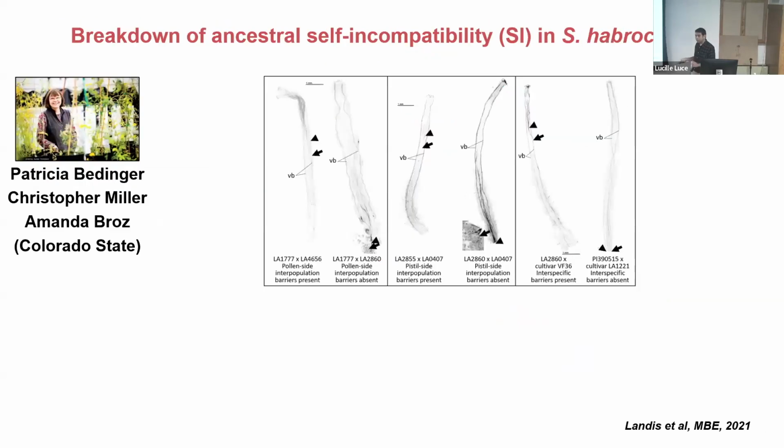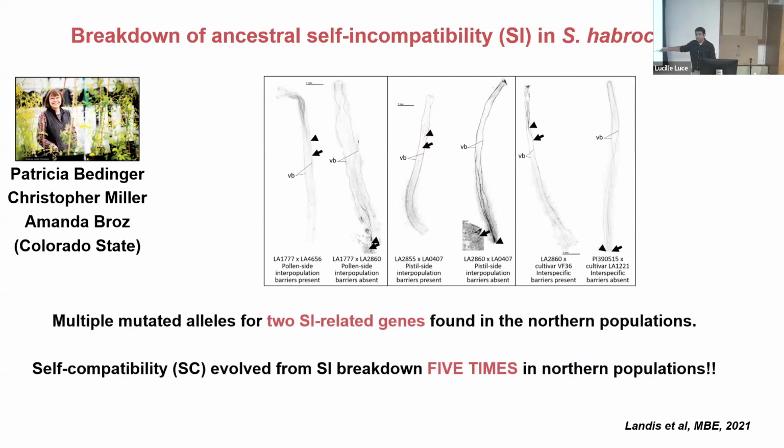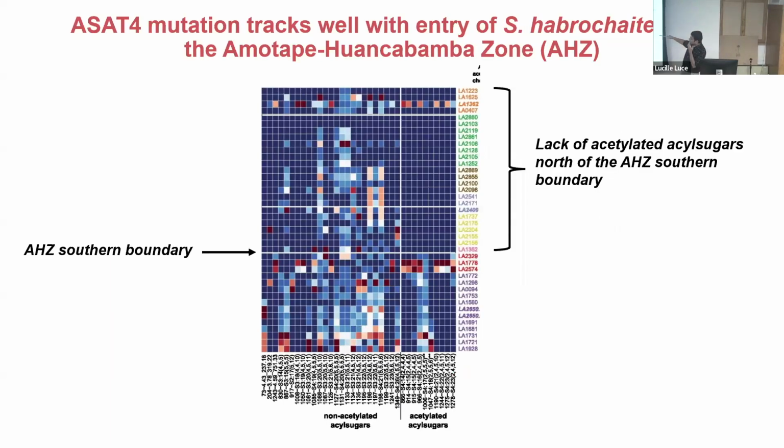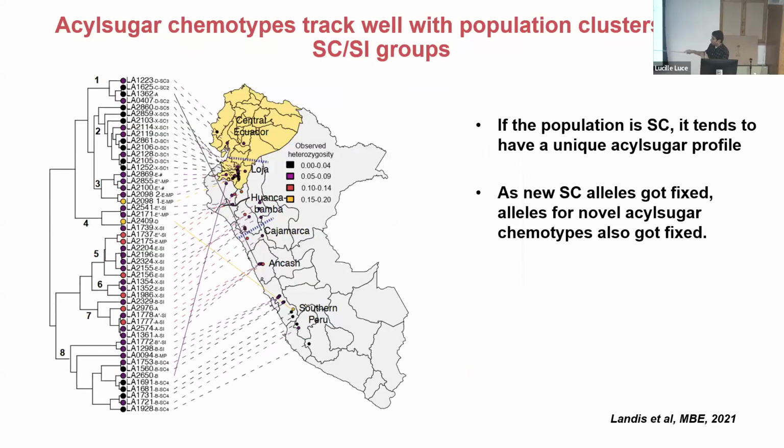We worked with Pat Bedinger at Colorado State, who has been working on self-compatibility in the species, and they found that north of the Amotape-Huancabamba zone, SC has emerged from SI 5 times. In the south, it has emerged just once, but two SI-related genes have been mutated several times north of the range, causing 5 independent emergences of self-compatibility, likely because of the geographical isolation of these populations. We also see all the inactivations of acetylated acyl sugars, of ASAT4, happen north of the southern boundary of the AHZ. And here you'll just have to trust my word, but this is very complicated.